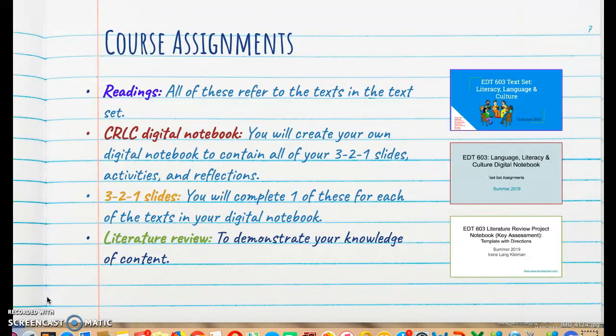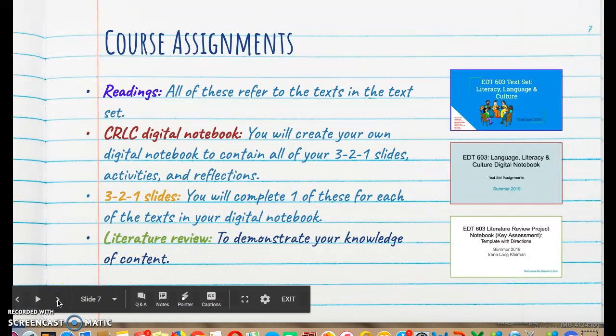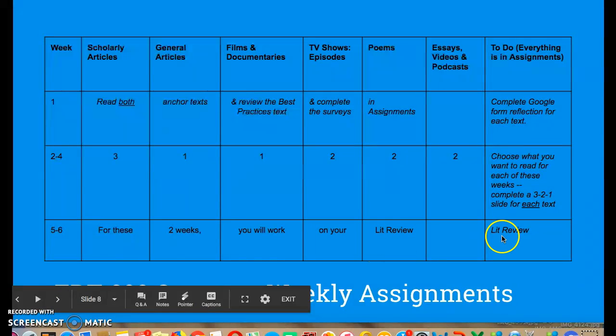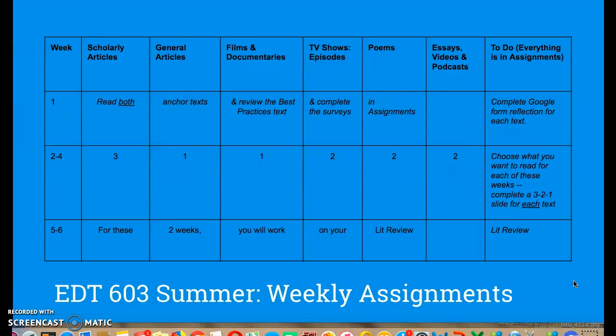Finally, the key assessment in this class is a literature review and provides the foundation for your eventual master's defense or completion of your reading endorsement. During the summer, the class is offered in 6 weeks, and this summary demonstrates what weekly assignments you will have.